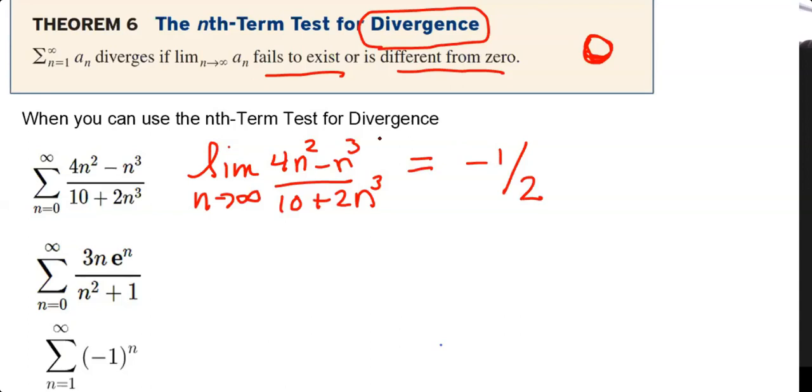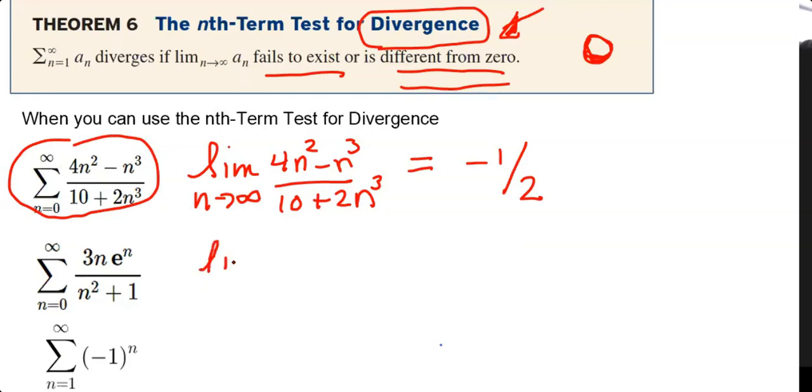Can we use this particular nth term test for divergence on this problem, Nikki? Yes, we can. It says if the limit is something different than 0, then the series definitely diverges. So this particular series diverges because of that. It's a really simple test, but the test is not always conclusive.